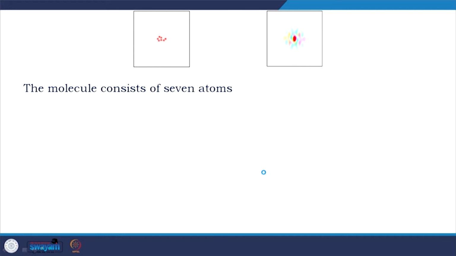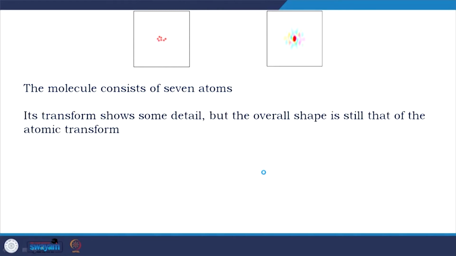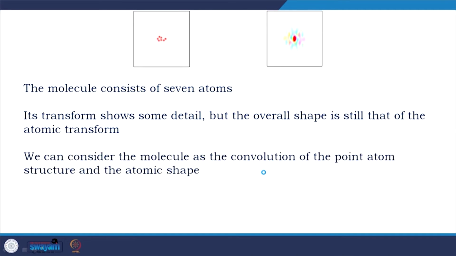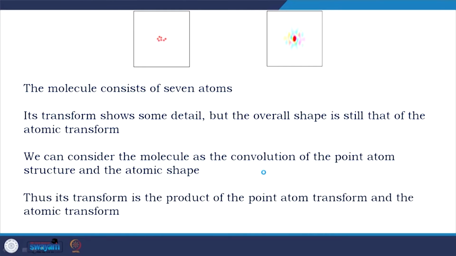Now, we take a bigger molecule. A molecule consists of 7 atoms and its Fourier transform shows some detail, but the overall shape is still that of the atomic transform. We can consider the molecule as the convolution of the point atom structure and the atomic shape. Thus, its transform is the product of the point atom transform and the atomic transform.